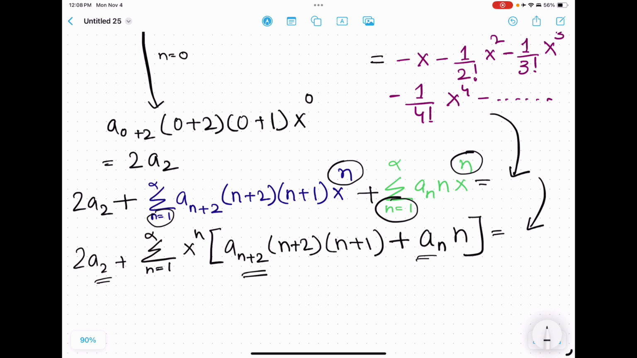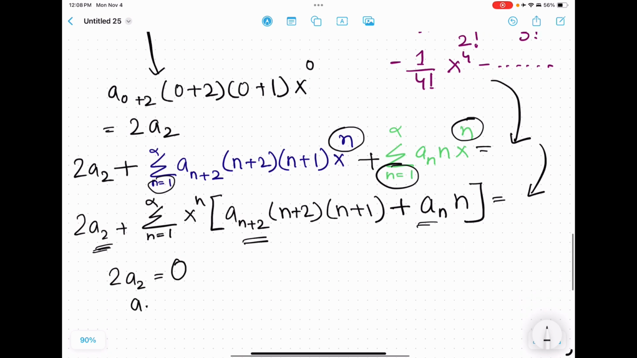First, I'm going to look at my constants if I have any, and I can see I do have a constant, 2a sub 2. If I look at my right, like I've seen before, we have coefficients for different powers of x. We don't have any constant. So that means my 2a sub 2 goes to 0, which means my a sub 2 is 0.